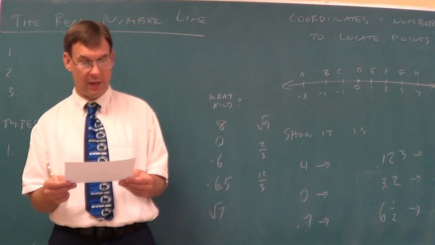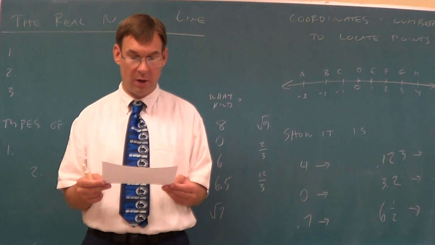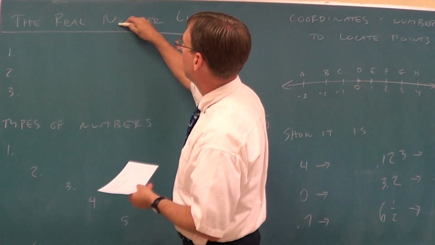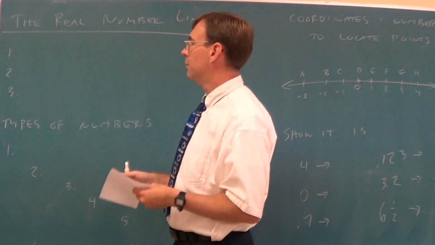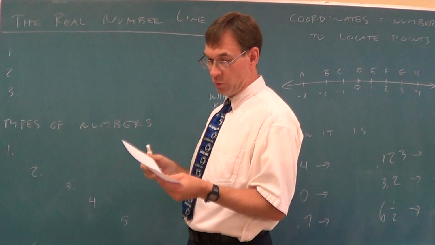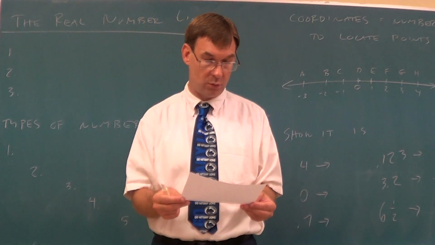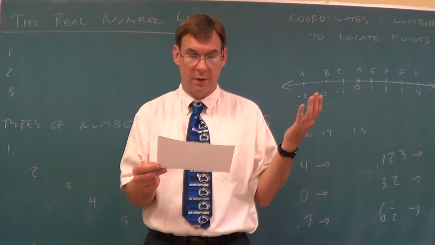Question 1 is, into what 3 groups is the number line separated? So in a minute, we'll talk about the real number line. There's 3 groups of numbers on the real number line. That'll be question 1 for notes, question 1 for quiz. Next time I see you, 3 points. What 3 groups is the number line separated?